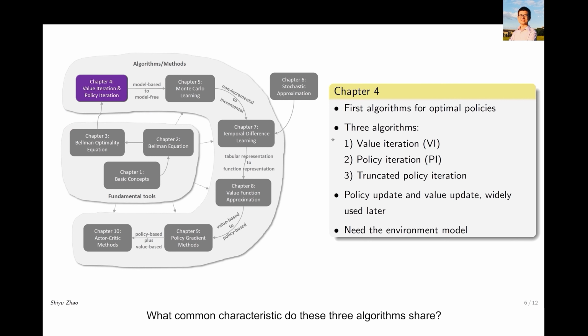What common characteristic do these three algorithms share? They are iterative algorithms, and each iteration consists of two substeps: policy update and value update. What does this mean? It means that at the current moment, if I have a policy that is not very good, it's okay. I estimate the value of this policy, which is essentially conducting a policy evaluation. After obtaining the value, I use this value to improve the policy. Once the policy is improved and a new policy is obtained, I estimate its value and then improve the policy again. Thus, there are policy update and value update steps that continuously iterate until I find the optimal policy.